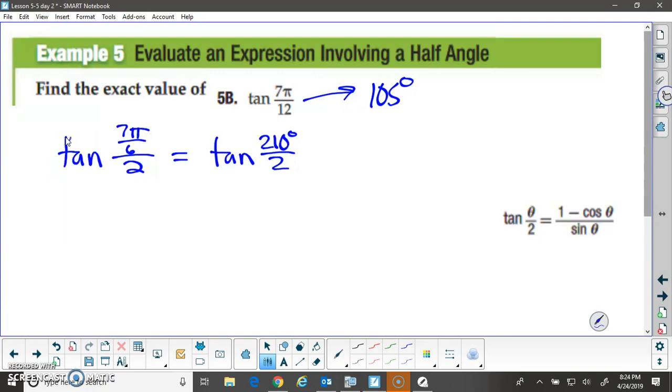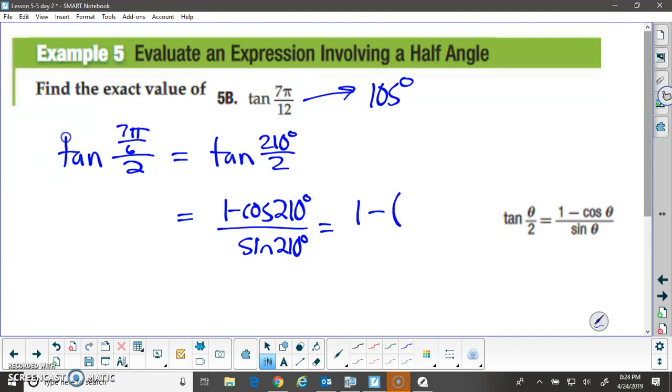Now I've got the formula down below. That's the one I'm going to choose to use. We've got 3 different formulas we can use. This one I think is the easiest to work with. So it's going to be equal to 1 minus the cosine of 210 degrees divided by the sine of 210 degrees. So now if I plug the unit circle values in, we're going to get 1 minus negative square root of 3 over 2, all divided by the sine of 210, which is negative 1/2.